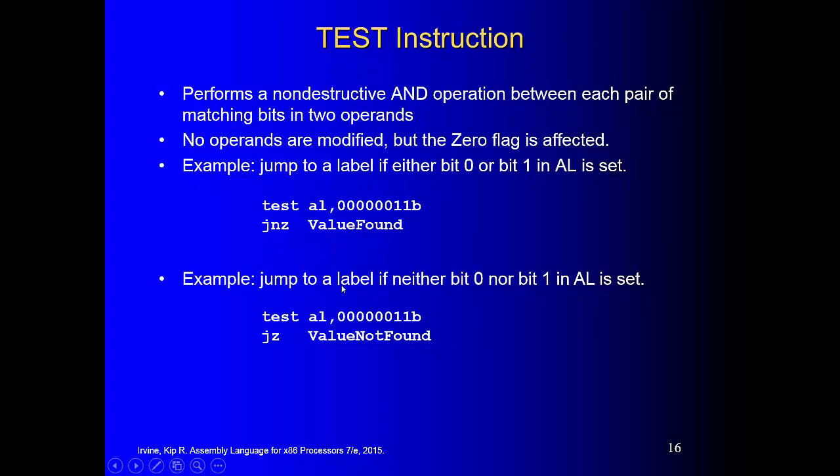This is another example. We're going to jump to label value not found if neither bit 0 nor bit 1 is set. So we test by using test or AND here. And we take these two bits out from AR. If none of bit 0 and bit 1 is set in this, the result will be 0 from this statement. So we can say jump 0 to value not found.